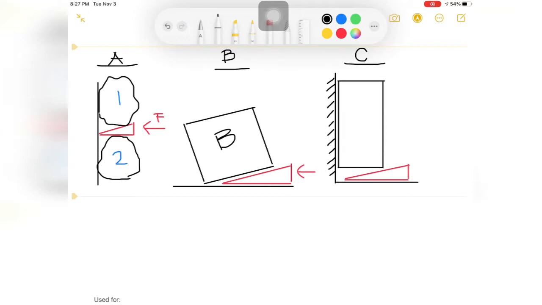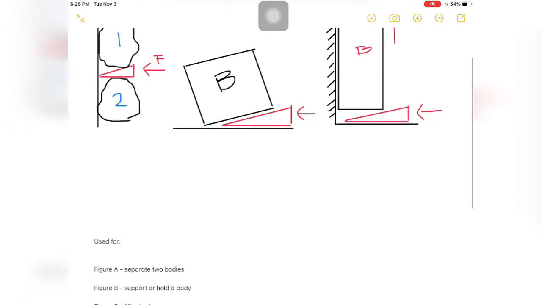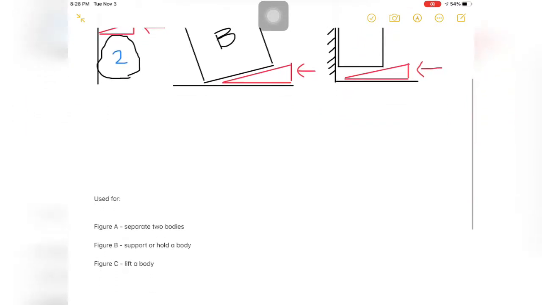In figure C, in order to lift the body, the wedge is inserted at the bottom in order for the body to be lifted. When the wedge is in the operating condition, friction plays a very special role in operating the wedge. So a wedge is used to separate two bodies, support or hold a body, or to lift a body.